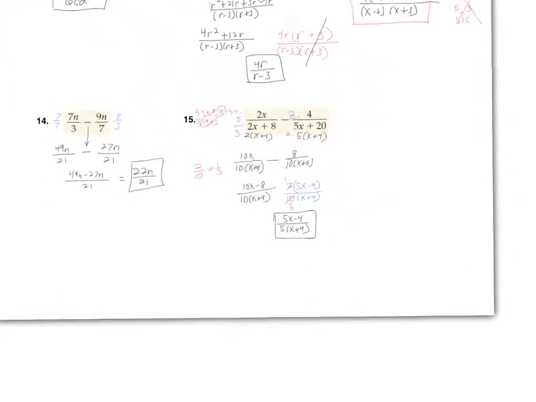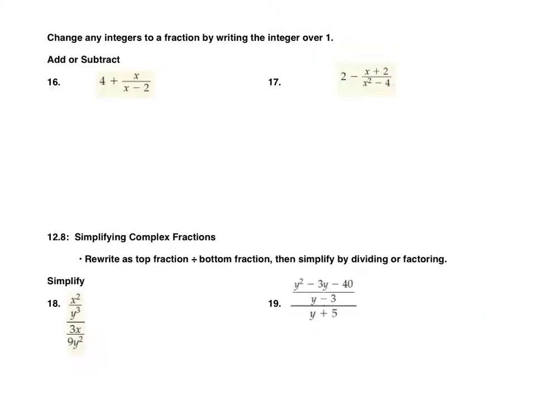All right, on to the next page. All right, we have some more adding and subtracting with unlike denominators. When you look at 16 and 17, though, actually you notice these aren't even both fractions. So we learned a little follow-up rule in lesson 12.8.